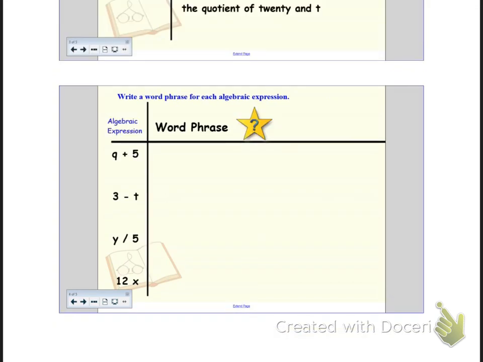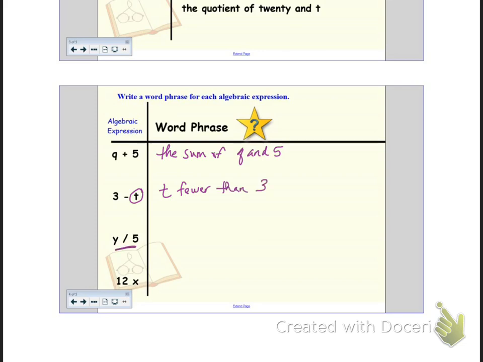Neatness matters. So here we're going to take these and we are going to write them in words. The variable we're using is q and it's being combined with 5. So we can just say the sum of q and 5. There's lots of different ways that you could write this. 3 minus t, t's being taken away. So we could say t fewer than 3.